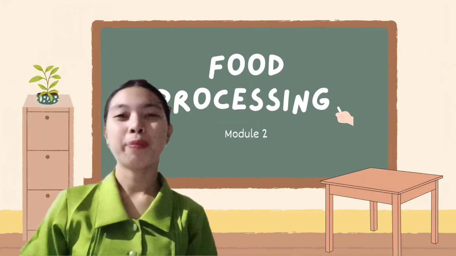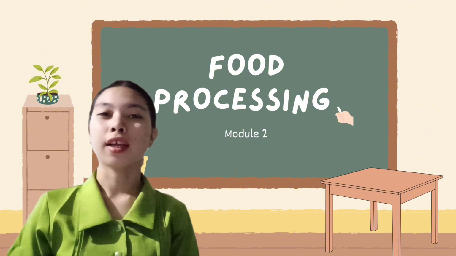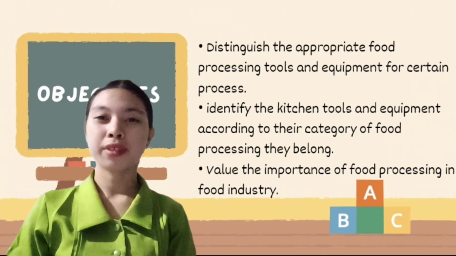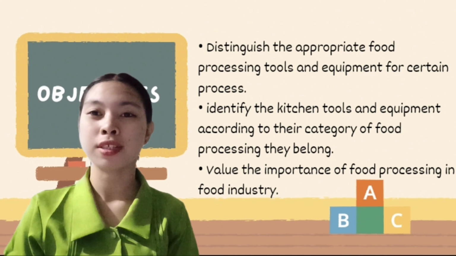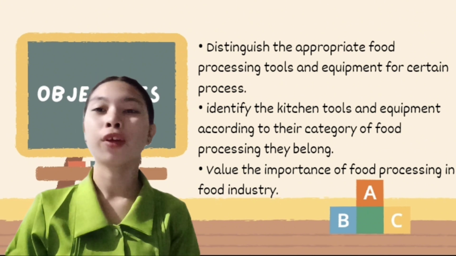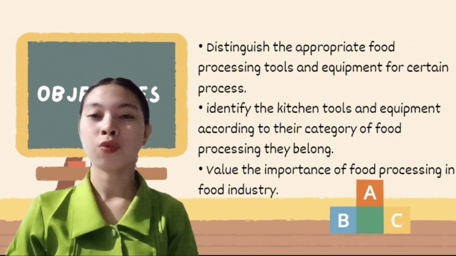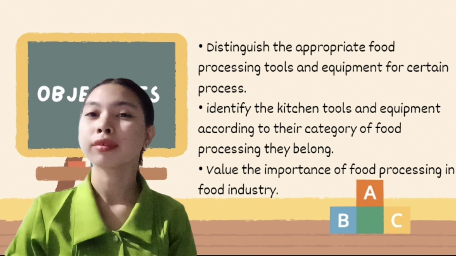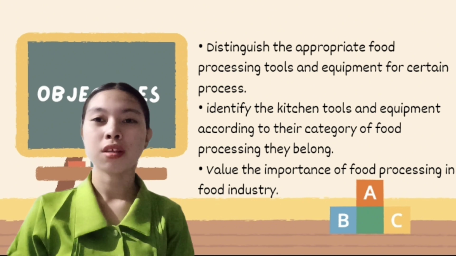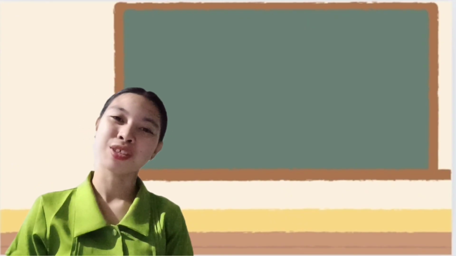Alright, our topic for today is food processing. For our objectives, we have here: to distinguish the appropriate food processing tools and equipment for a certain process, to classify kitchen tools and equipment according to the category of food processing they belong to, and to value the importance of food processing in the food industry. So, let's start our discussion.